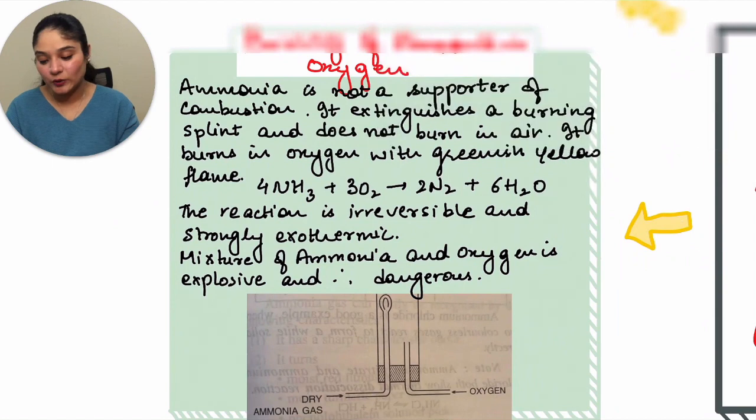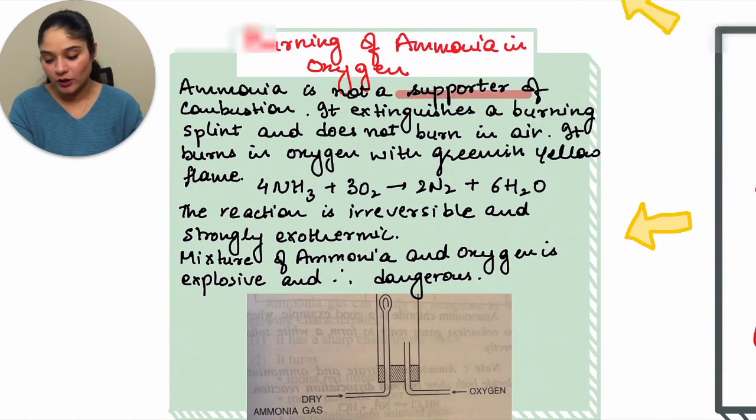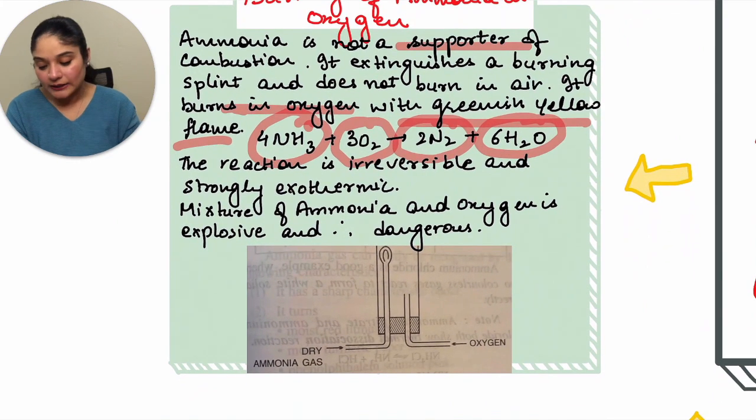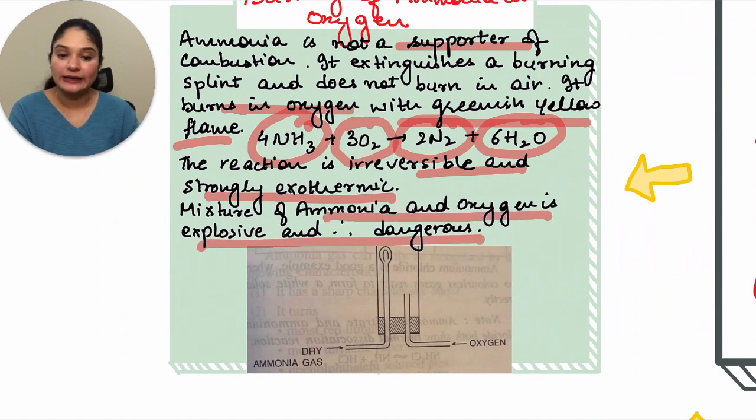So ammonia is not a supporter of combustion. It extinguishes a burning splint and does not burn in air. It burns in oxygen with a greenish yellow flame. That is NH3 plus oxygen is giving you nitrogen plus water. This reaction is irreversible and strongly exothermic. Mixture of ammonia and oxygen is explosive and dangerous.